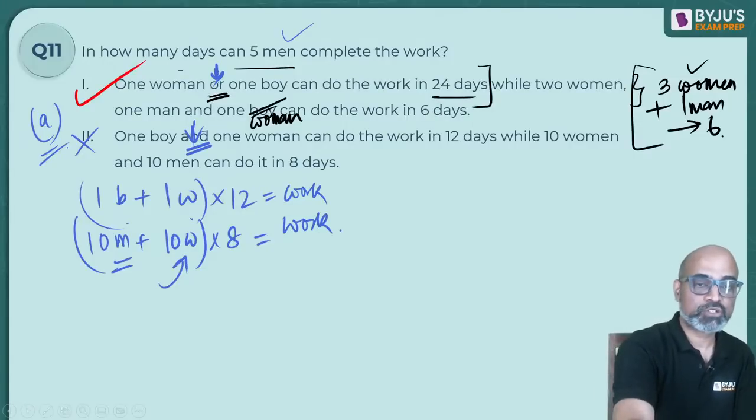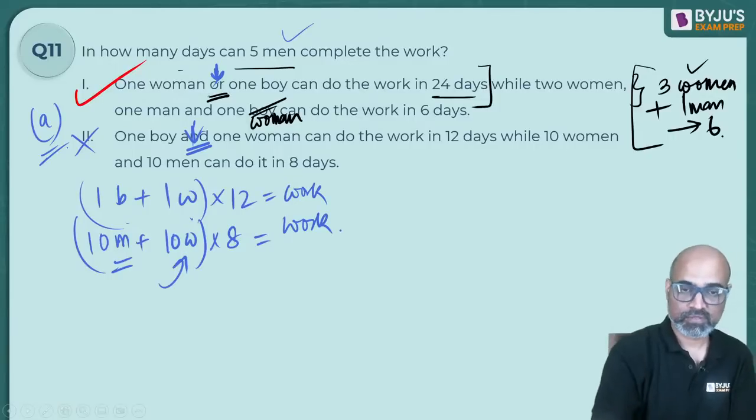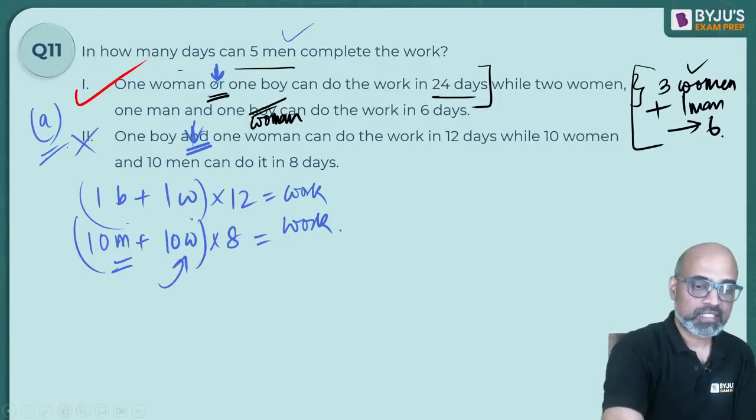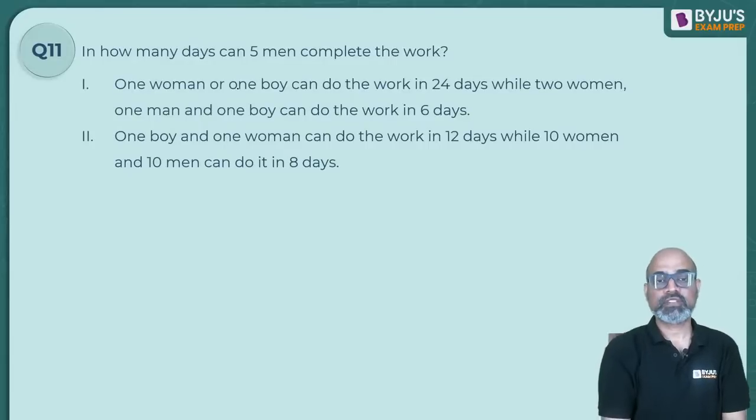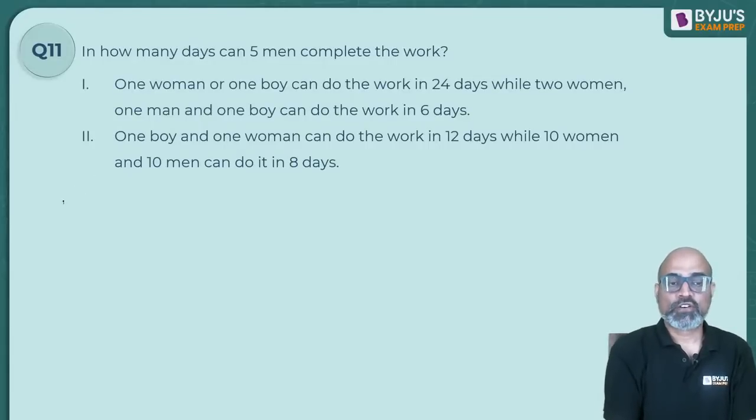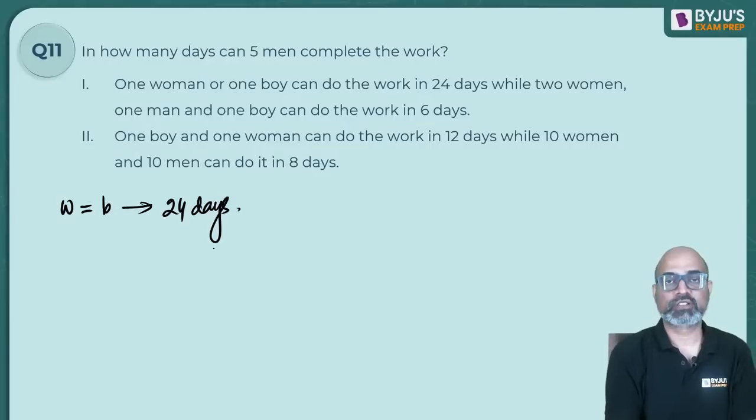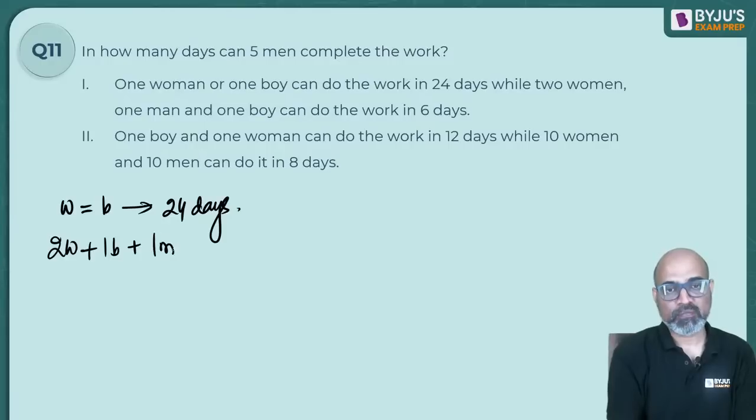Okay, Sneha is asking me to solve this. Okay, Sneha. Let's solve this. So, Sneha, a woman or a boy takes 24 days to finish a work. Question is 2 women and 1 boy and 1 man can finish the same work in 6 days.